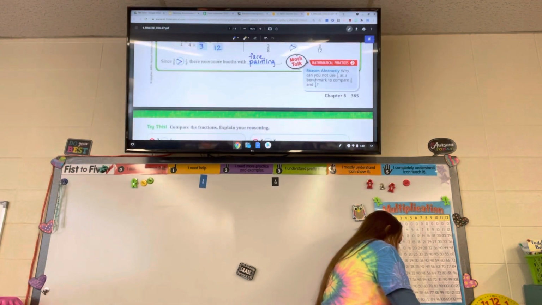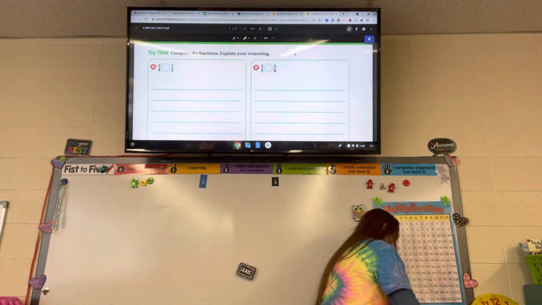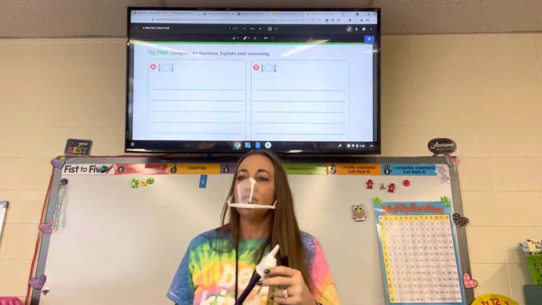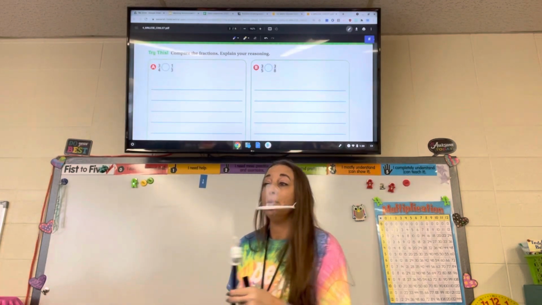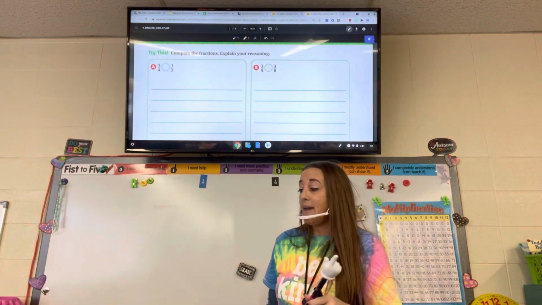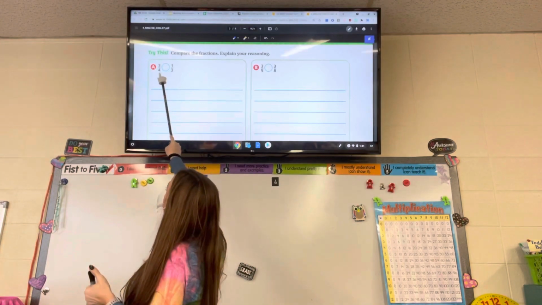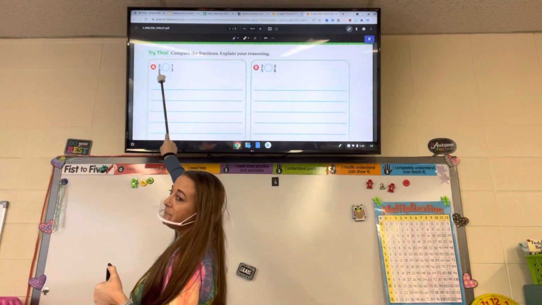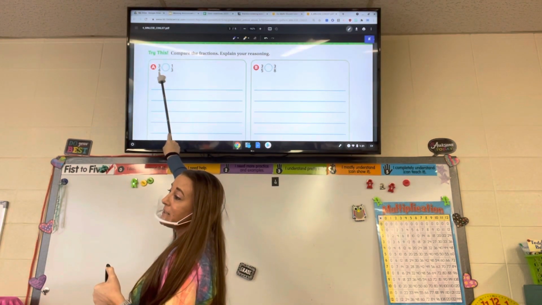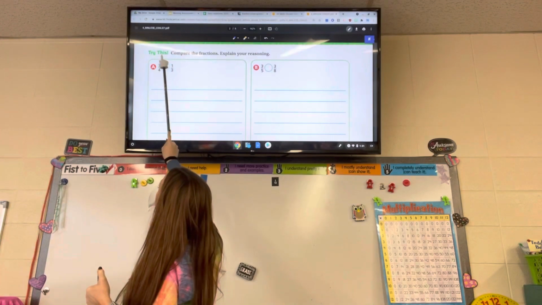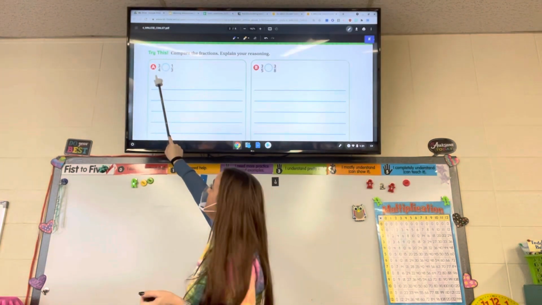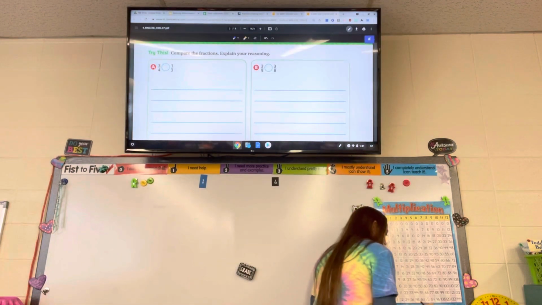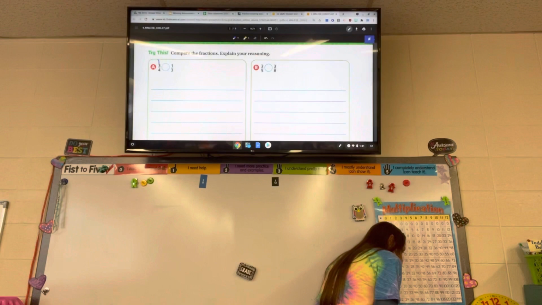All right. Compare the fractions. So this first one, the very first thing you'll do when you're comparing fractions, Dakota, is compare them to 1/2. What is half of 4? 2. So this fraction is more. Pull up your mask, please. What is half of 4? 2. So 3 is more than half, right? So we'll put a little plus sign above that.